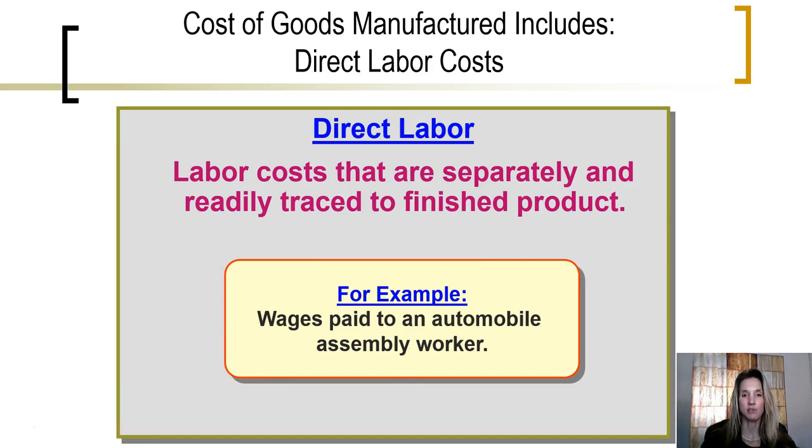The second of the manufacturing costs is direct labor. Direct labor costs are the labor costs of the employees that are directly working on each inventory item, and those costs can be separately and readily traced to the finished product. For example, the wages that are paid to an automobile assembly worker. We know the exact amount of time and the cost of that automobile wage worker, so we can directly trace the cost to each automobile as it is produced. The labor costs that we pay to assembly workers do not become an expense until the inventory is sold.